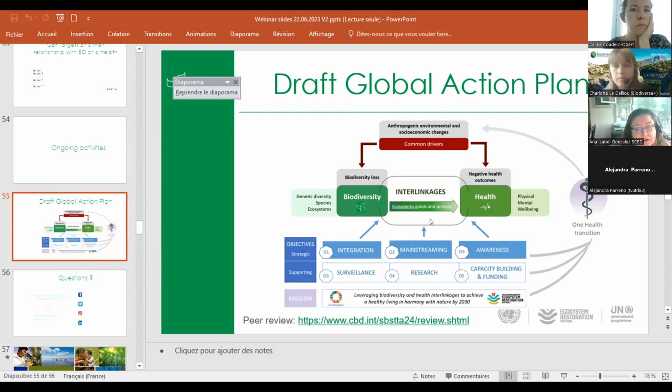Just as a side note, there's a Quadripartite for One Health made up of the World Organisation for Animal Health (WOAH), FAO, UNEP, and the World Health Organization. They have developed a joint plan of action, so this draft action plan could complement that plan for action.